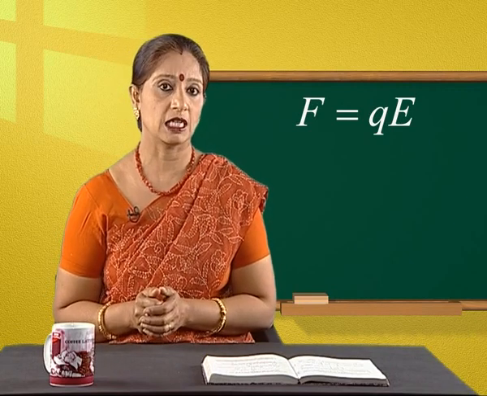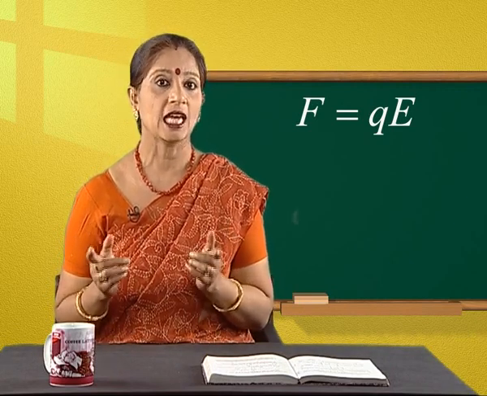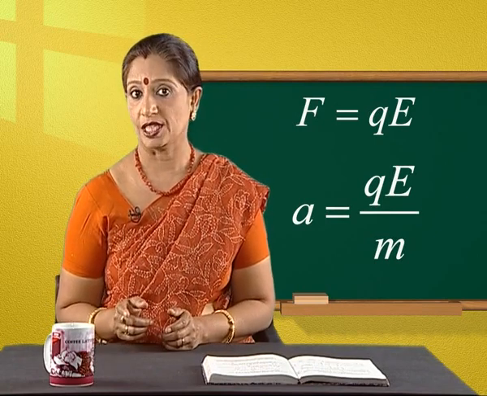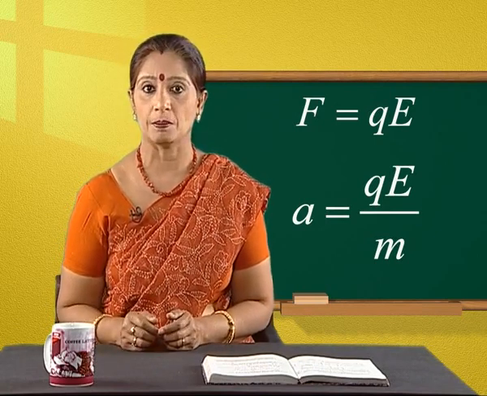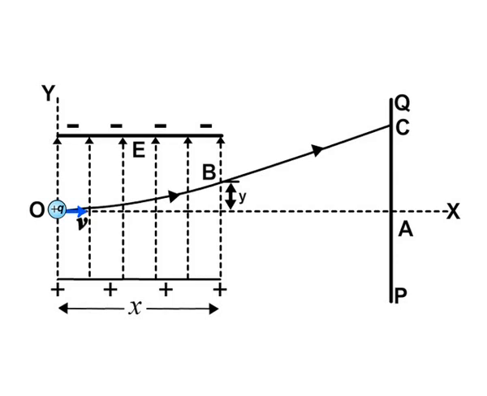Similarly, the acceleration a is along y-axis, which is equal to QE by m. However, the particle is moving along x-axis, but this acceleration being perpendicular to the motion of charged particle will not change the speed of the charged particle. If x be the length of the region of the electric field, then the time taken by the charged particle to traverse it is given by t equal to x by v.